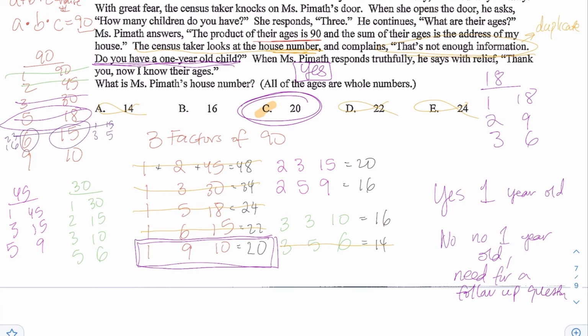If she said no, then you would actually need to ask another question, because you know that she doesn't have a 1-year-old, so this could be wrong, but there's still two potential cases where you can have different ages. So you need to ask another follow-up. And because the census taker did not ask a follow-up, it can't be 16. It has to be 1, 9, and 10.